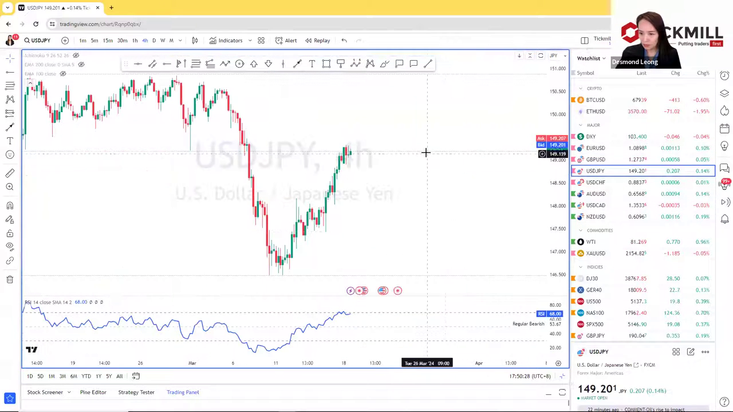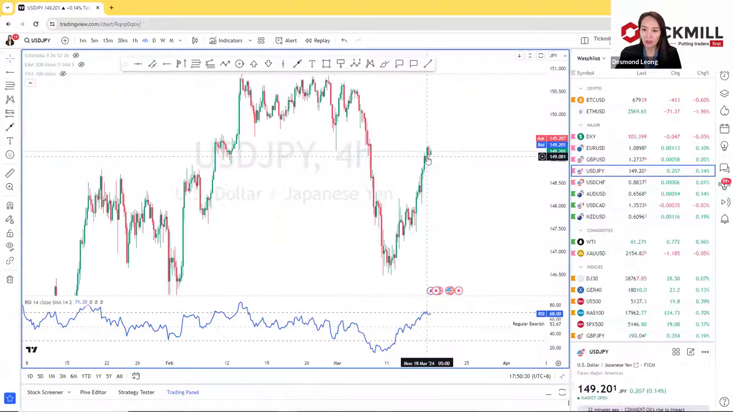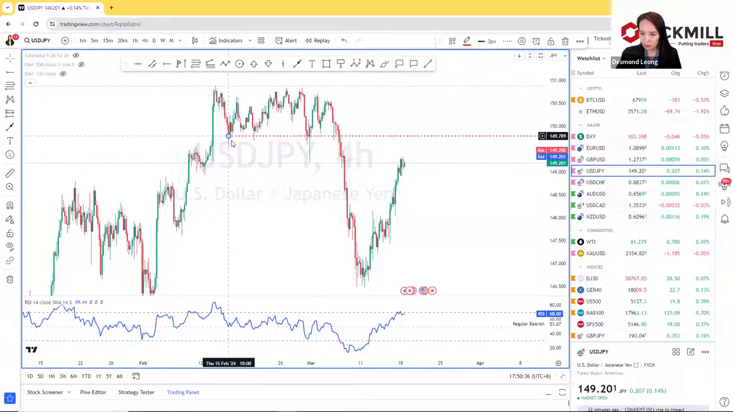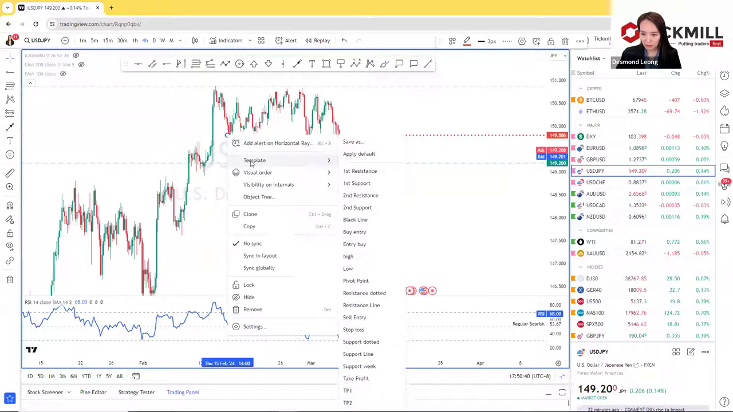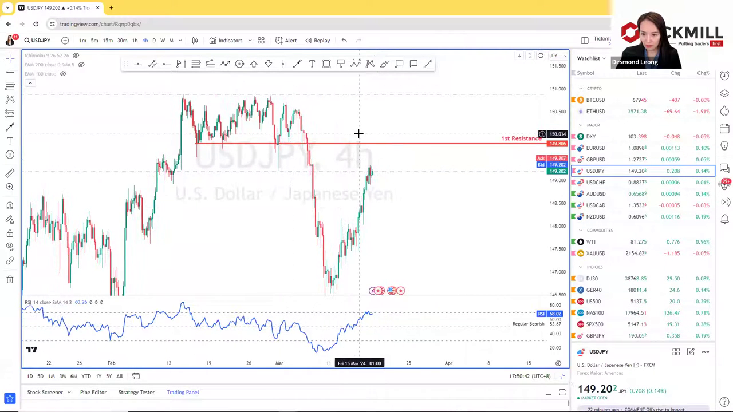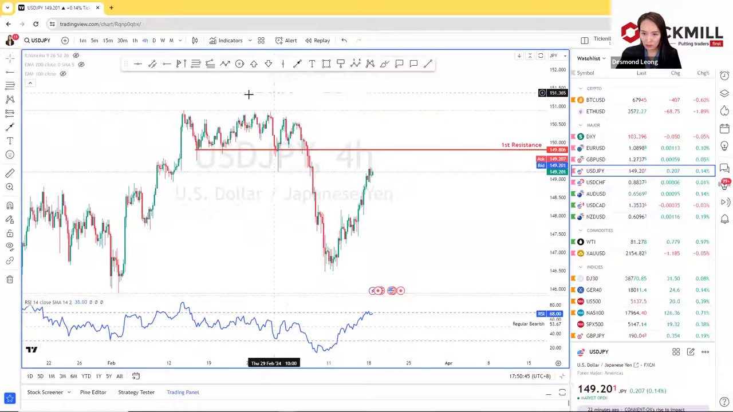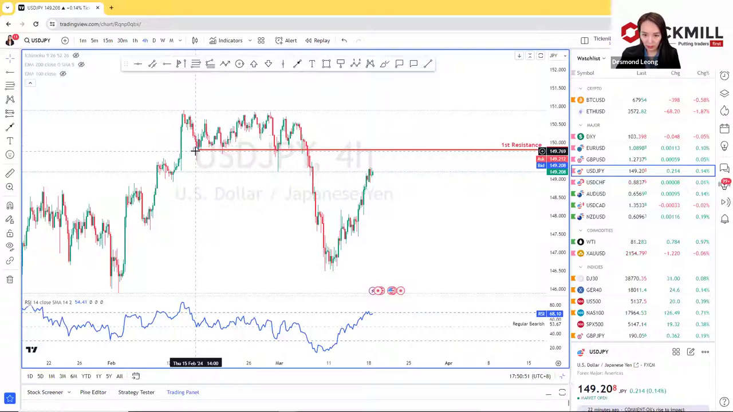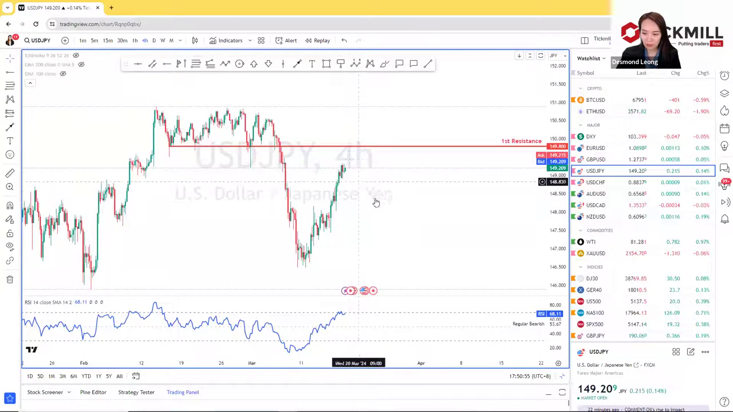Somebody asked me about UJ. Basically, for UJ, we do have the news tomorrow. You just think, okay, just pick this as your first resistance, but some people will pick at this level. To me, I'm not going to pick that. I will pick at the candle right here. So I think price can still rise a little bit more.